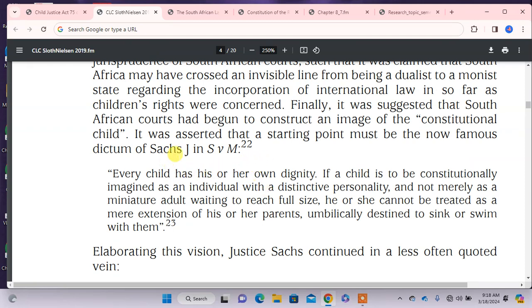which I will use as a journal article, and I love this part here. It says, every child has his or her own dignity. This one is supplementing section 28, which I was reading. If a child is to be constitutionally imagined as an individual with a distinctive personality and not merely as a miniature adult waiting to reach full size, he or she cannot be treated as a mere extension of his or her parents, umbilically destined to sink or swim with them. I love this one. Now, you will understand when we go to part 2, part 3.